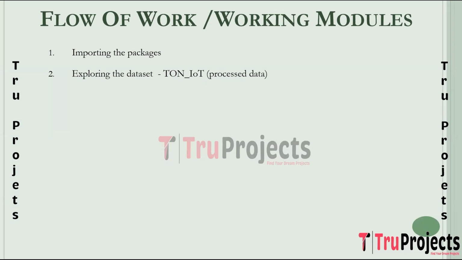The next step is exploring the dataset. Here we load and examine the TON IoT dataset. We check its structure, content, and the data types to understand the information it contains and how it is organized. Data processing. This step involves preparing the dataset for analysis. Here we create a Pandas data frame to handle the data efficiently, and then we remove unnecessary columns that won't contribute to our analysis.